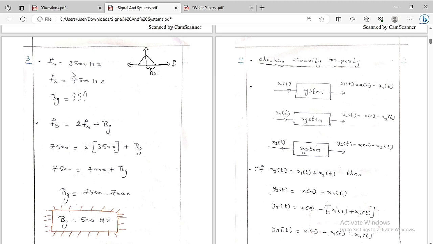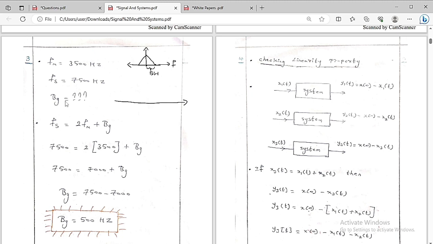And they have also given the sampling frequency, which is equal to 7500 Hz. With this sampling we are going to sample the signal. So what is the guard band we need to figure out? The guard band is the amount of gap that we need to keep between the two signals, so that there is no aliasing.